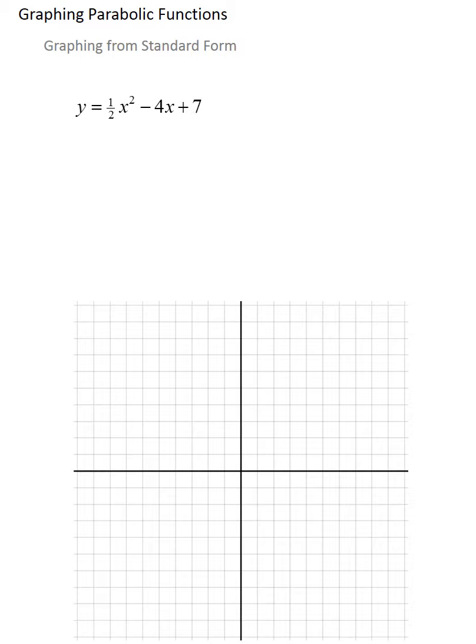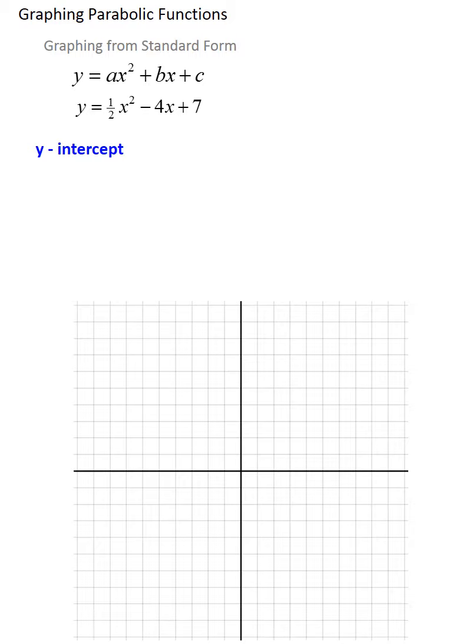Let's take a look at our second of 3 examples of graphing a parabola in standard form. Once again, I'm in standard form here. I have my a, b, and c values. Let's go through the same steps to find the key features of this parabola and plot them.